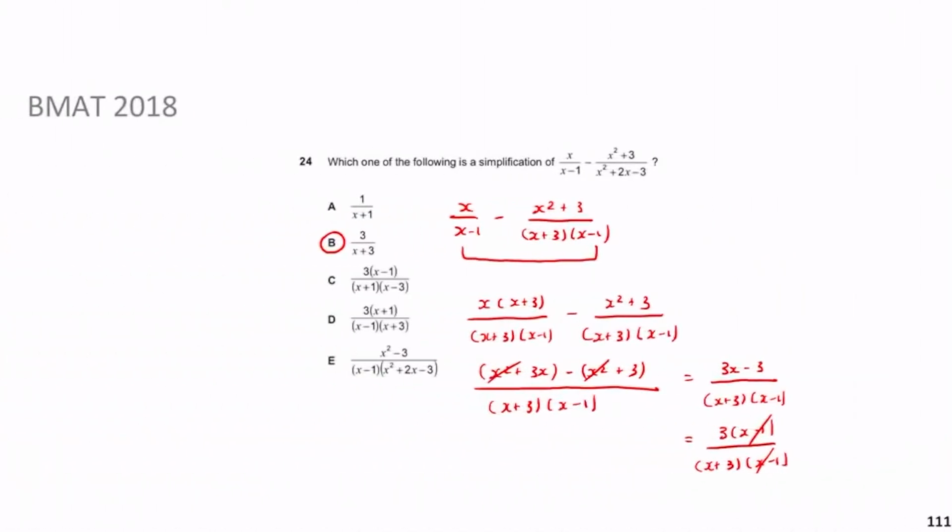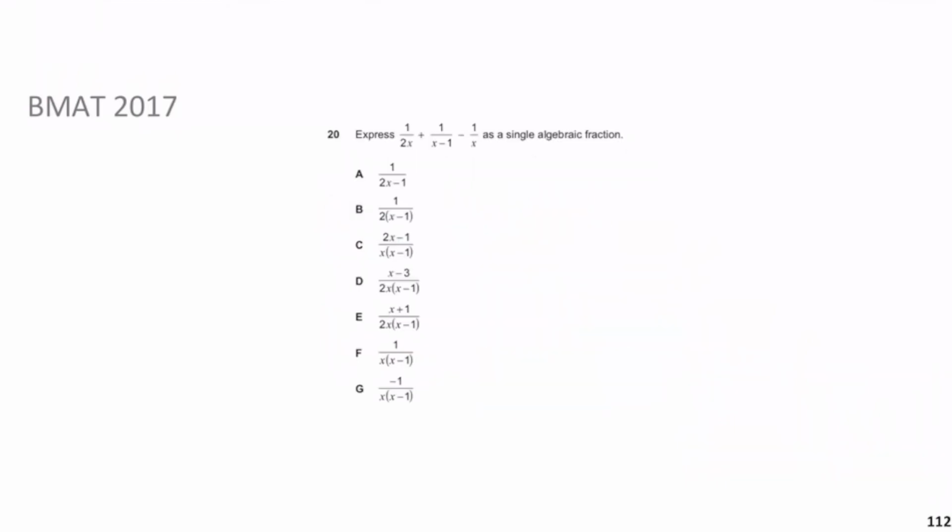Okay, guys, welcome back. So previously we looked at BMAT 2018 question 24, looking at this bit of algebra. Hopefully, guys, this was really a teaser, and hopefully it is gearing your algebra more into exam mode. But now, guys, we move on to the next, BMAT 2017 question 20, more algebra it seems. It says express 1 over 2x, 1 over x minus 1 minus 1 over x as a single algebraic fraction. So, guys, pause the video, give yourself a minute. Be sure to be back after that minute where we'll be going through the solution.